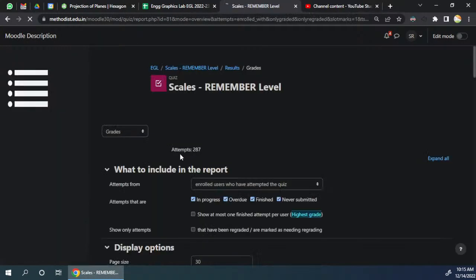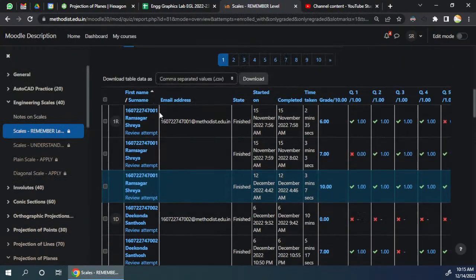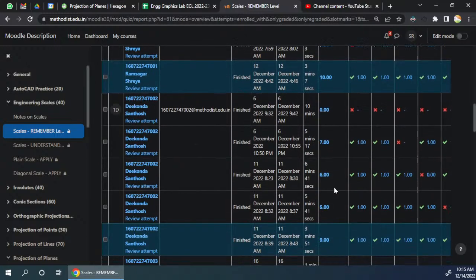So we arrange it by the students' names. You can see the roll number 1 has attempted this quiz thrice, and only on the 3rd attempt was able to actually clear this.